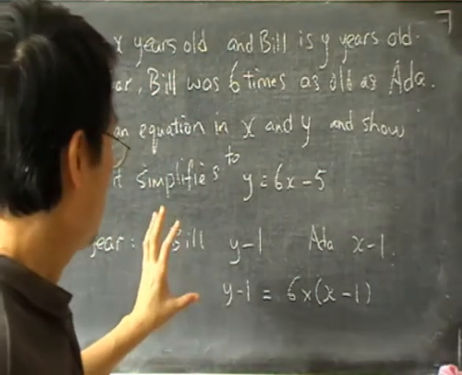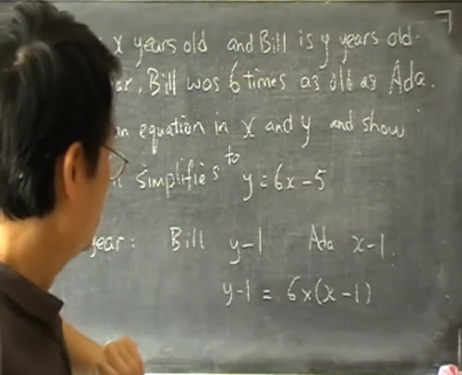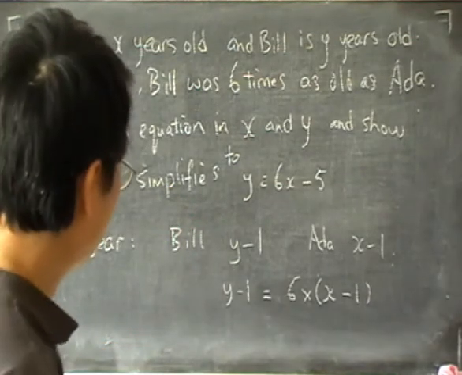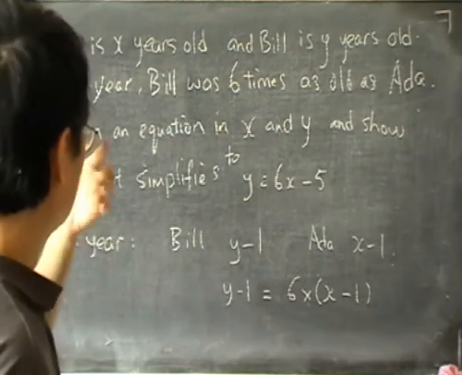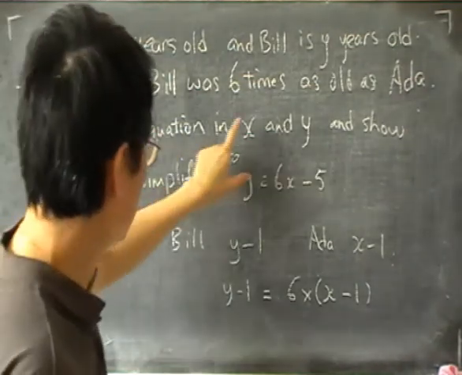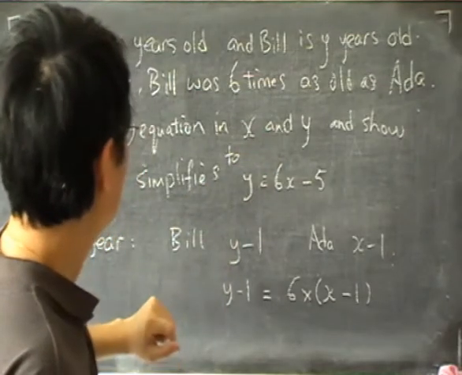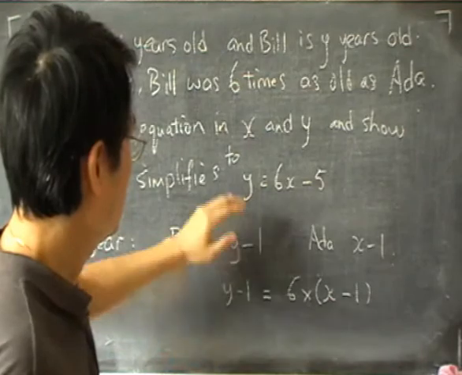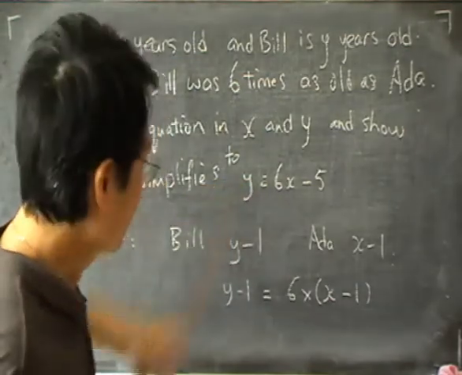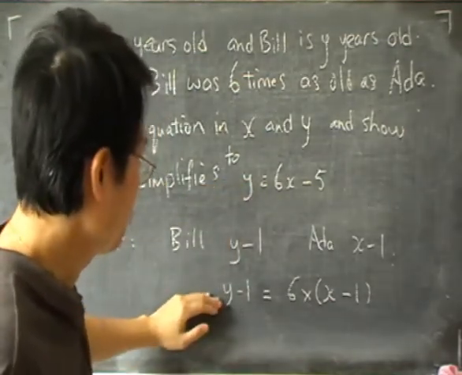Okay, and this is our equation. This is our next step. Let's look at the question again. We have to form this equation and simplify it to this. So that's what we want in the end. Now this is what we have now.